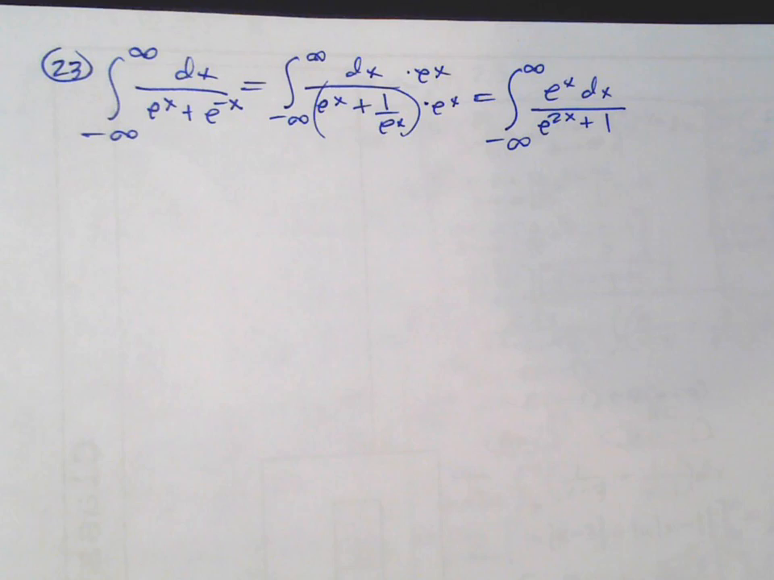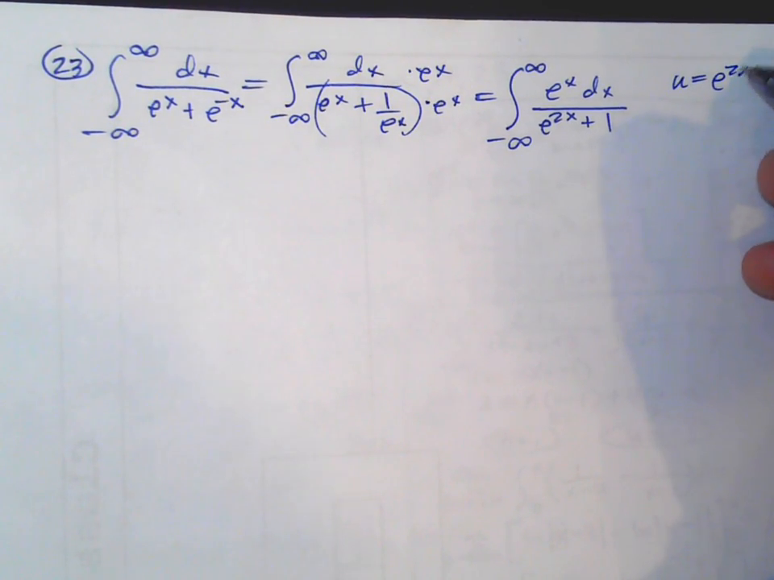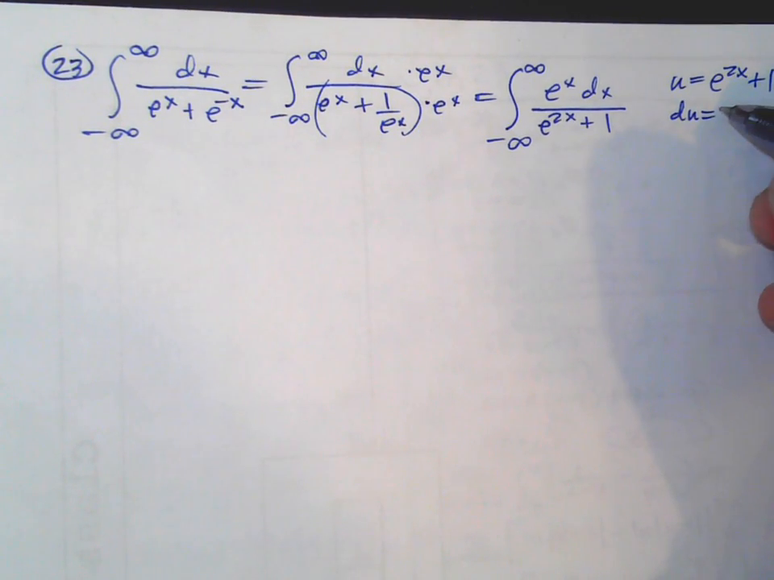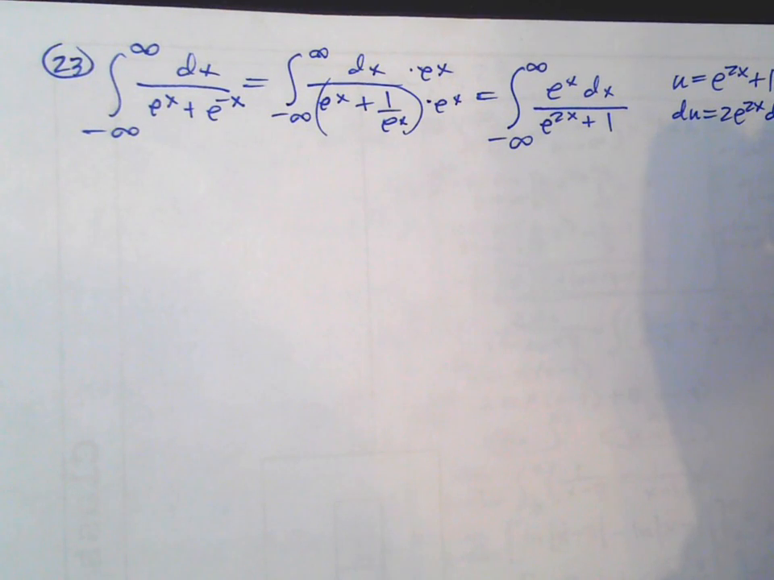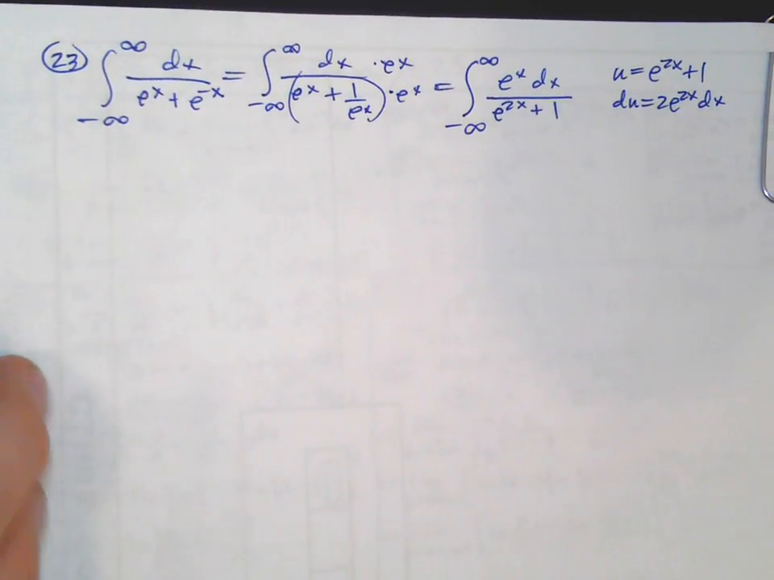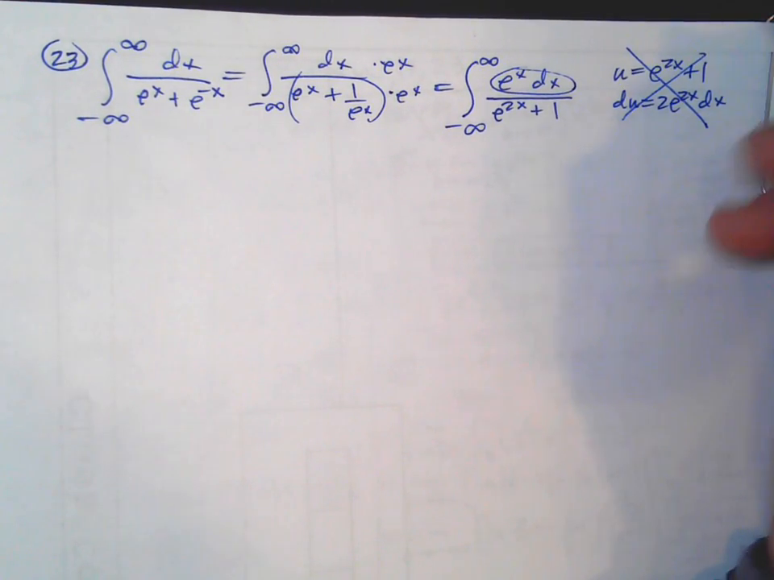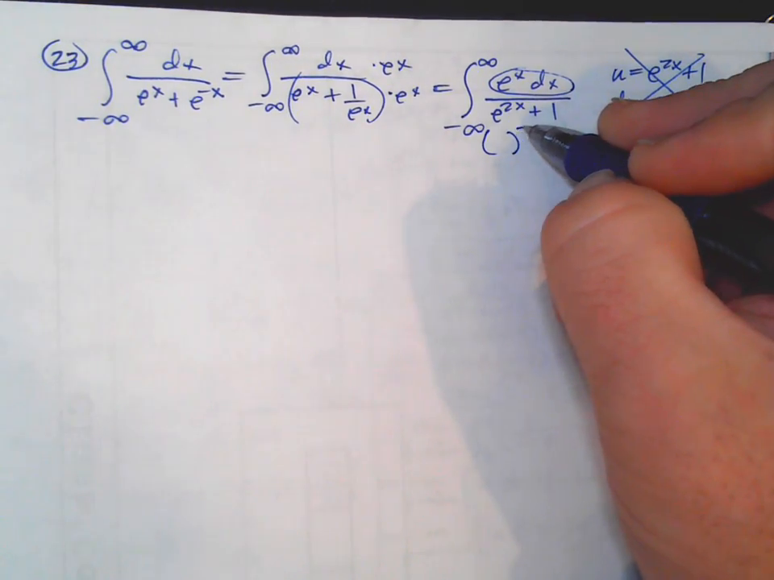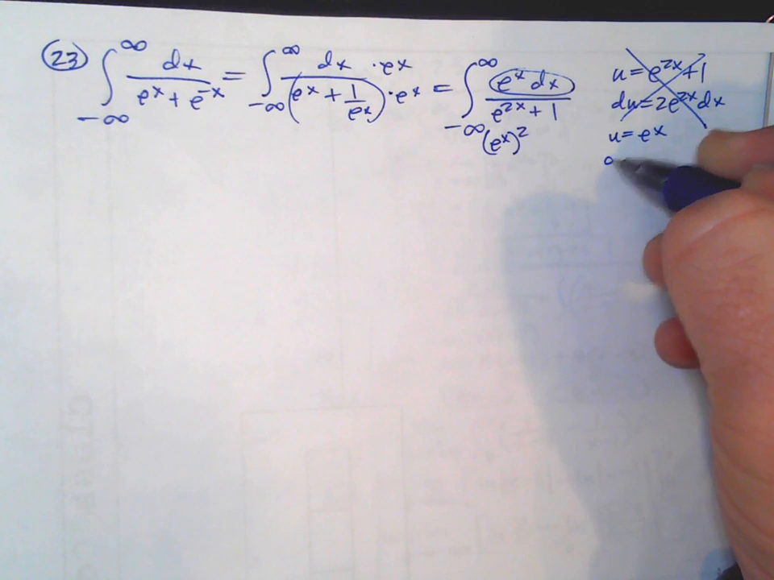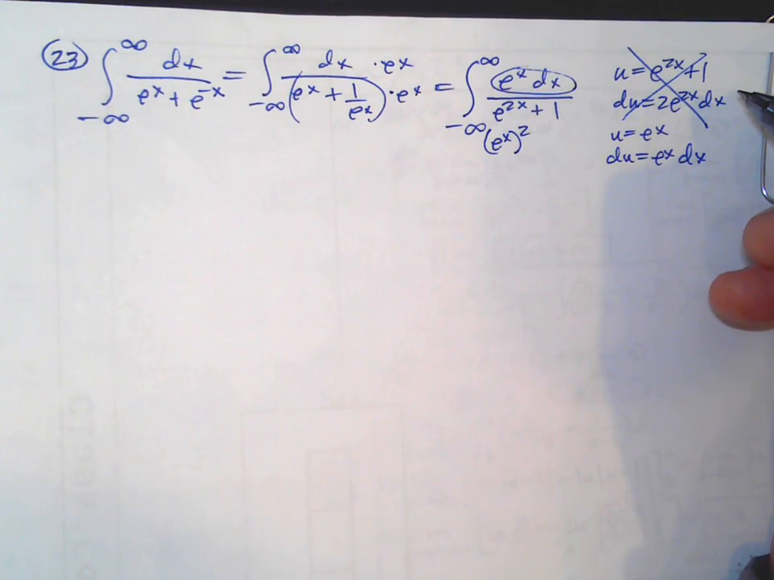Now, would that work? You might think, well, let's try U-substitution at e to the 2x plus 1, and then du would be 2e to the 2x dx. Well, that doesn't work. That's not going to work because you just need e to the x dx. Well, what if it was inverse tangent, right? You put e to the x in here, so u would equal e to the x, and du would equal e to the x dx. Oh, that works. It's going to be inverse tangent, right?